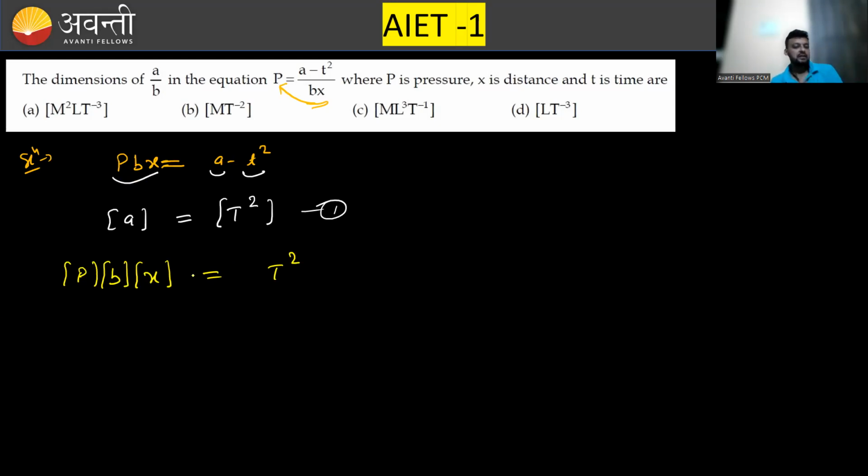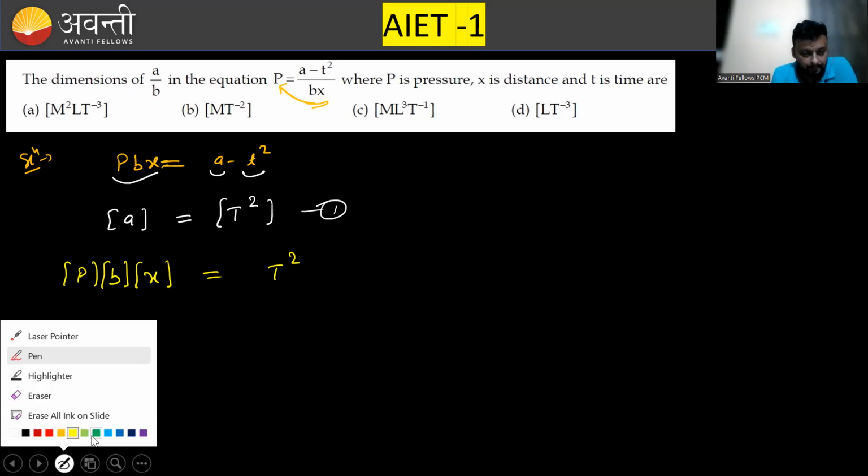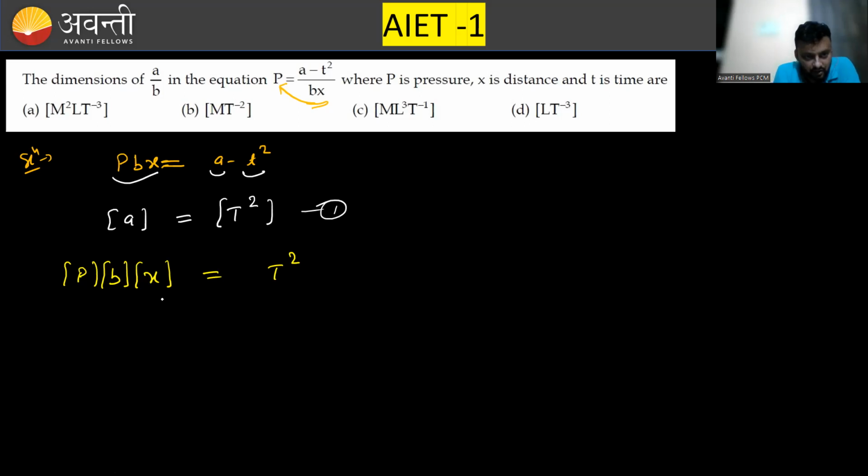Where P is the pressure, X is the distance. So you can write the dimension of each term here. And if I try to write dimension of P, pressure is what? Force per unit area. And you can write the dimension of pressure as force is mLT minus 2 divided by area is L square. So that will be M L minus 1, T minus 2. This is the dimension of pressure.